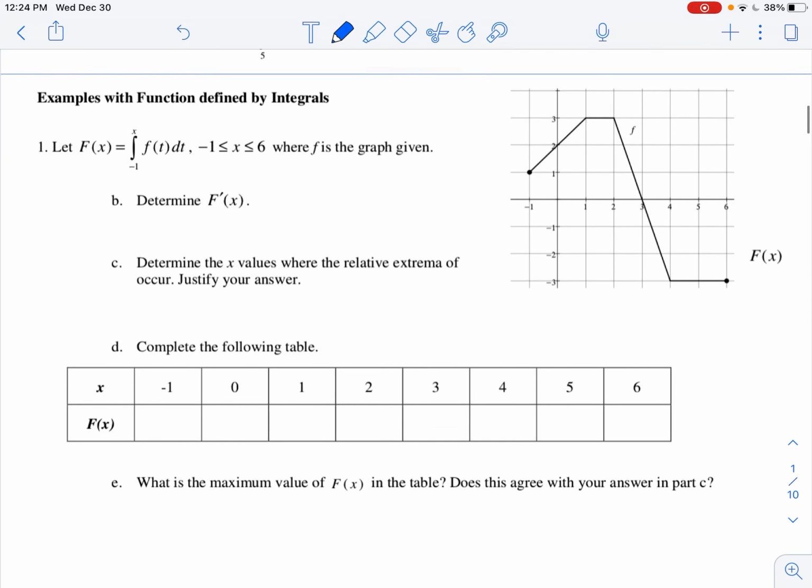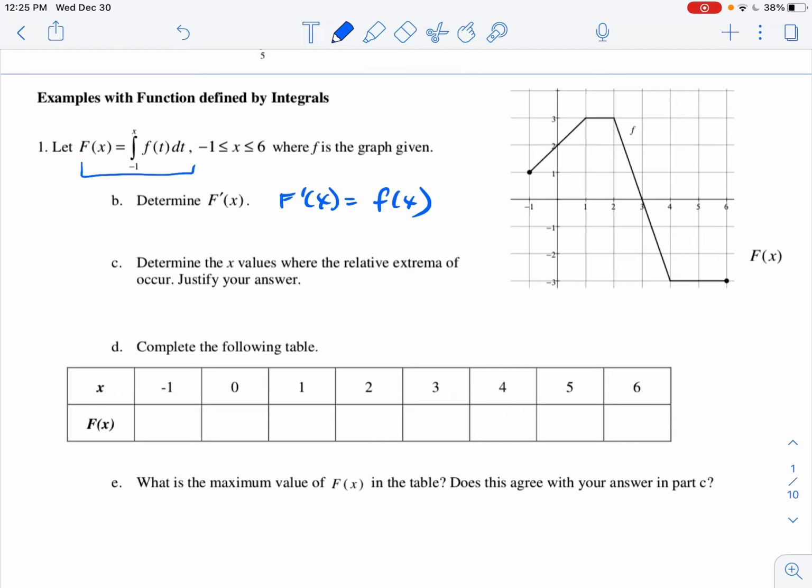All right, here are the free response problems that I wanted to make sure we reviewed. Let F of x equal the integral from -1 to x of f of t dt on the interval from -1 to 6, where f is the graph given. Determine F prime of x. Well, that just means we need to take the derivative of both sides of this equation. If we take the derivative of both sides, then F prime of x is going to give us f of x. The derivative of the integral is the function.